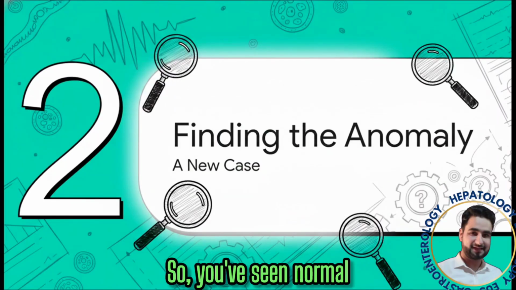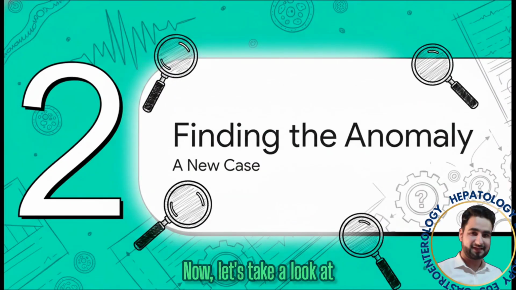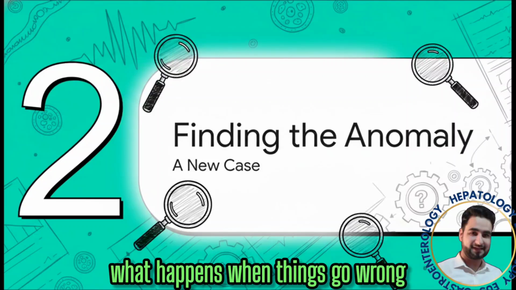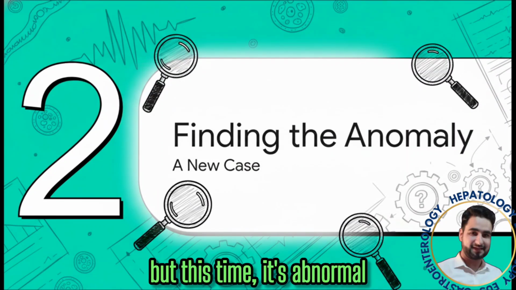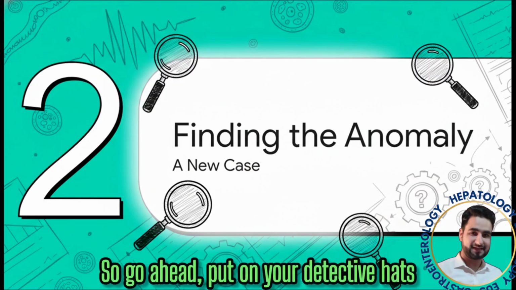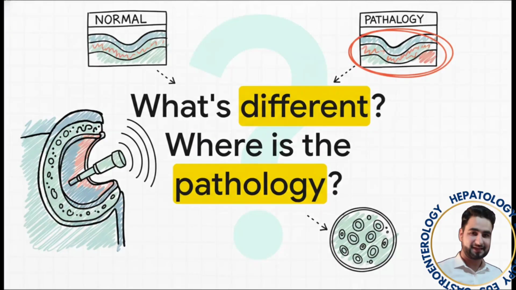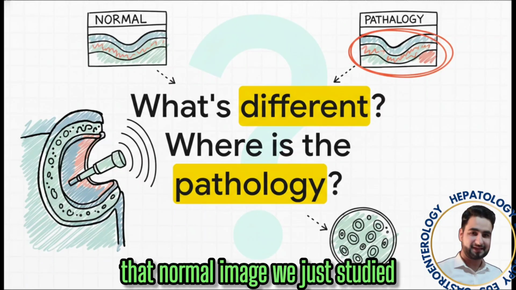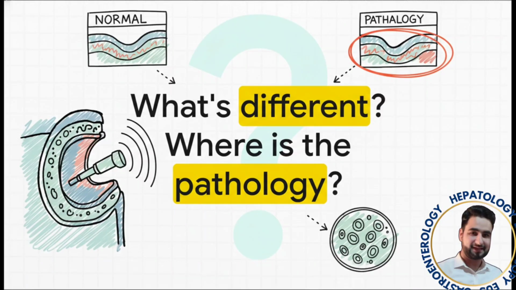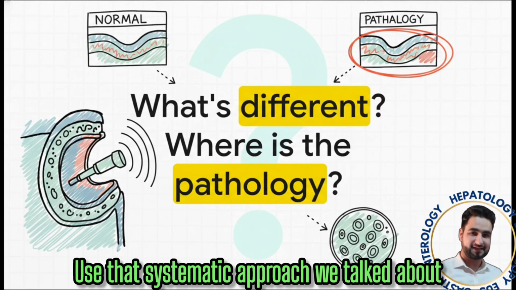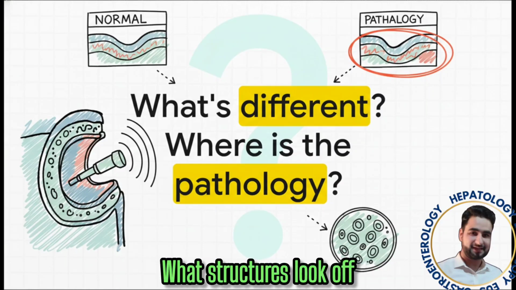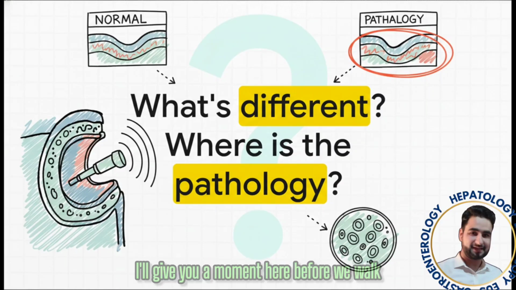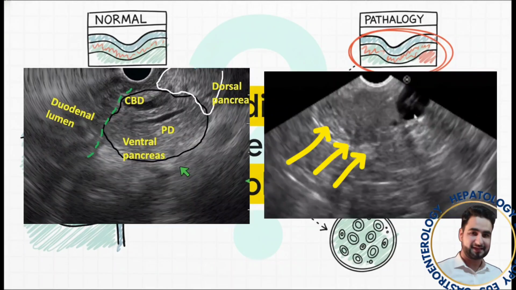So, you've seen normal. You have your baseline. Now, let's take a look at what happens when things go wrong. I'm about to show you a scan from the exact same location, but this time, it's abnormal. So go ahead, put on your detective hats. All right, take a good hard look. Compare this in your mind's eye to that normal image we just studied. Use that systematic approach we talked about. What immediately jumps out at you? What structures look off? Where's the problem? I'll give you a moment here before we walk through it together.